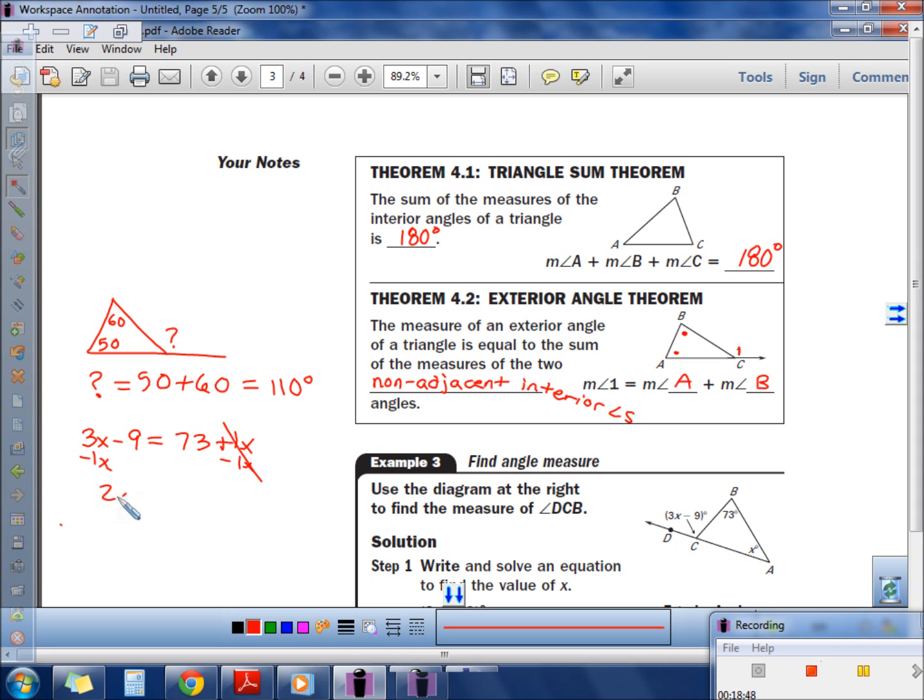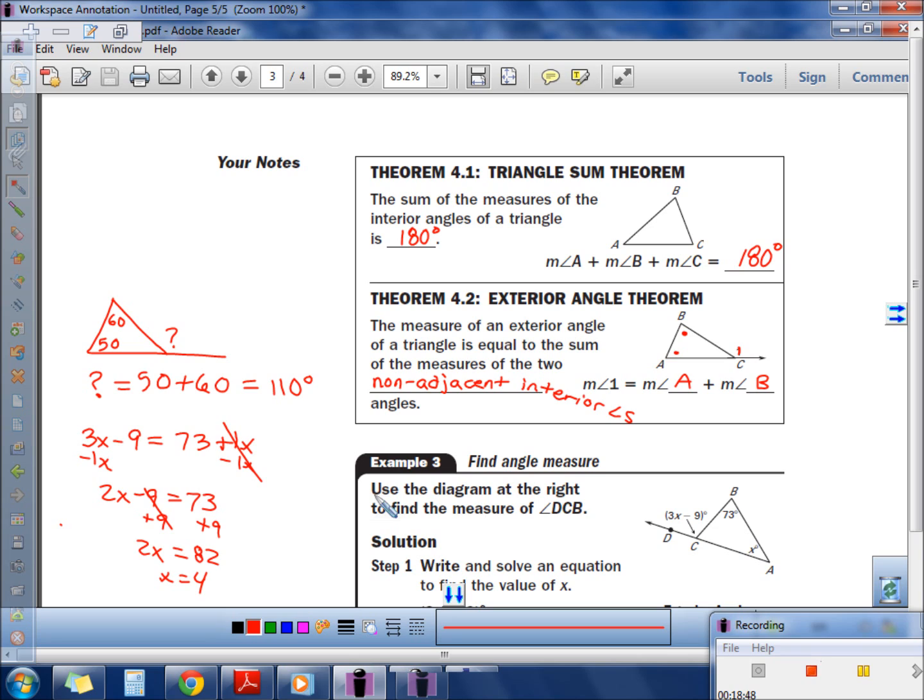That way it's gone. I'm left with 2x minus 9 equals 73. Now it's a two-step equation. What step do I do now? Add 9. So I'm left with 2x, that canceled, equals 73 plus 9 is 82. Last step, usually everybody's good at. Divide by 2 and you get x is 41.